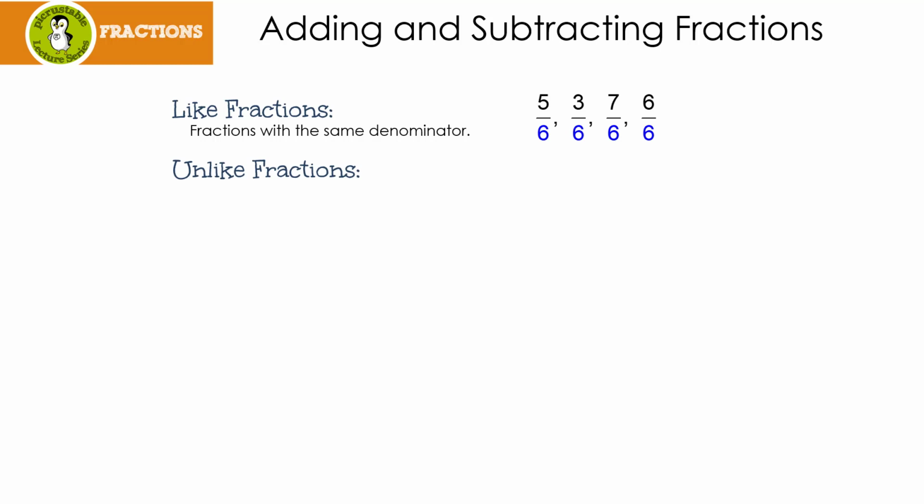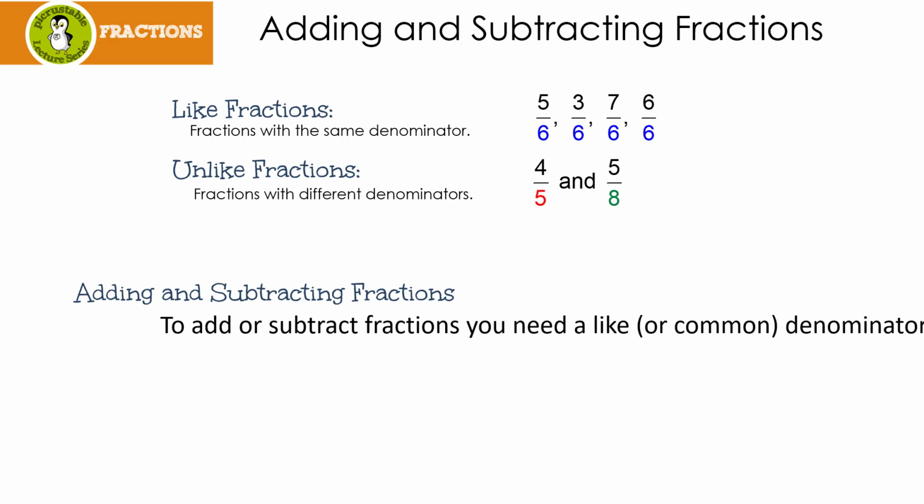Unlike fractions are those that do not have the same denominator. Their denominators or their bottoms are different. For instance, 4/5 and 5/8. 5 and 8 are not the same, so these are not like fractions.